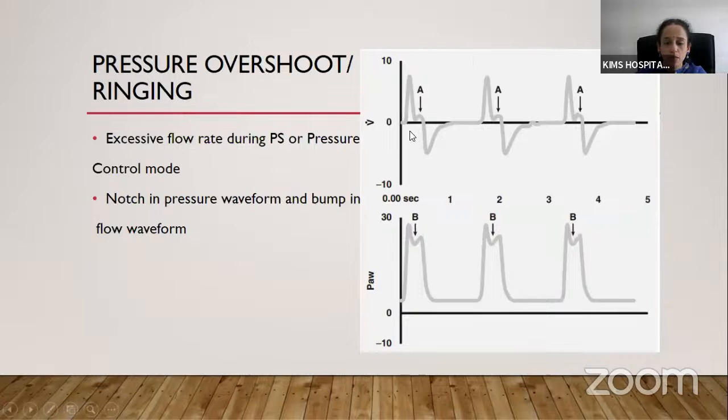So what can you identify from this? Because of the excessive flow rate, the pressure has shot up very high, and you can see a notch in the inspiratory waveform. In the pressure scalar and in the flow scalar, you can see a bump here. If the flow rate is very high and the pressure is overshooting, then we can see this type of notch. This is called ringing.